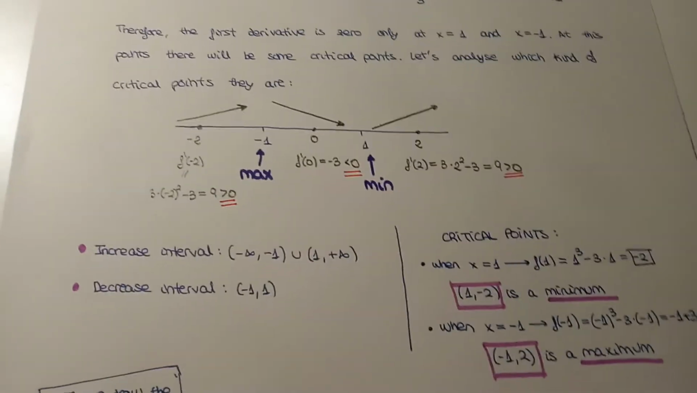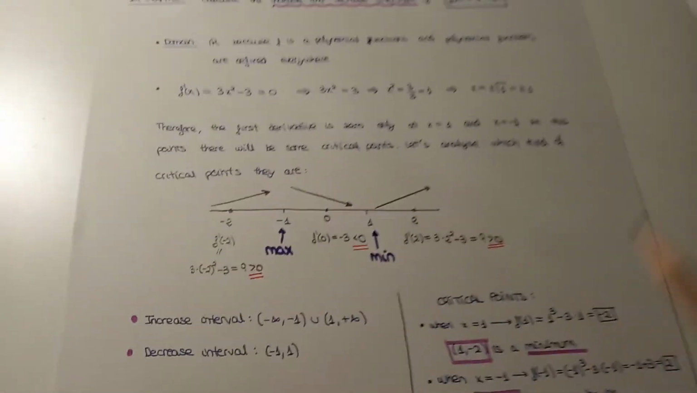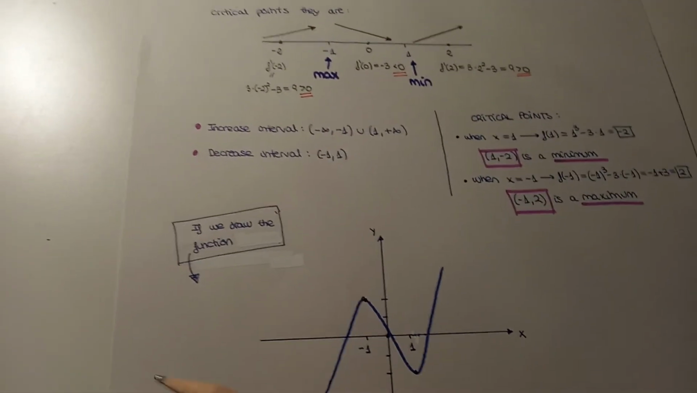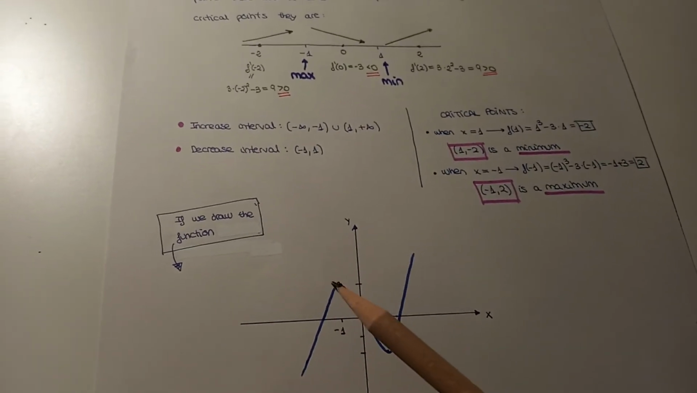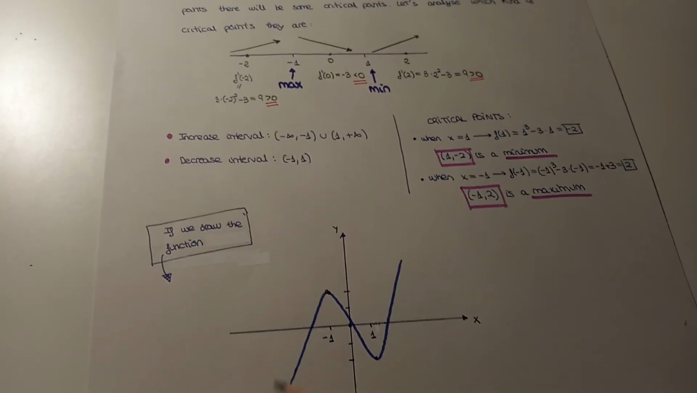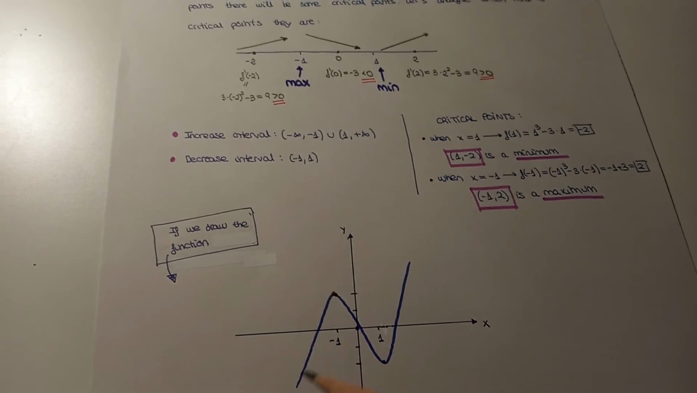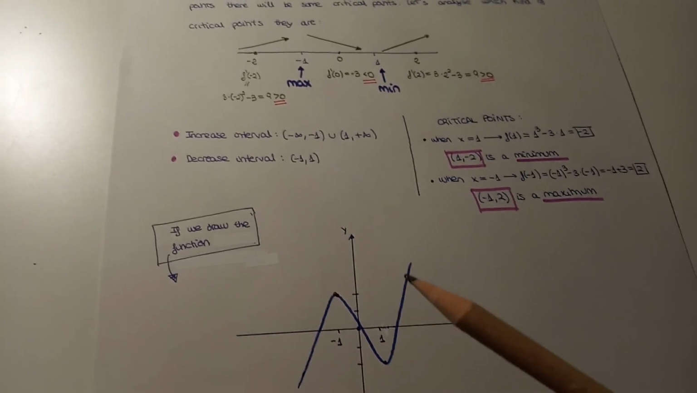Using GeoGebra or any kind of program, if you draw the function, you'll see that at minus 1 there's actually a maximum and at 1 there's a minimum. You'll see that at all these points the function is increasing, here it's decreasing, and then increasing again.